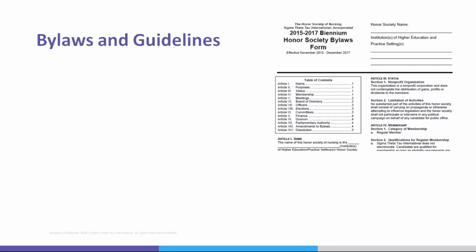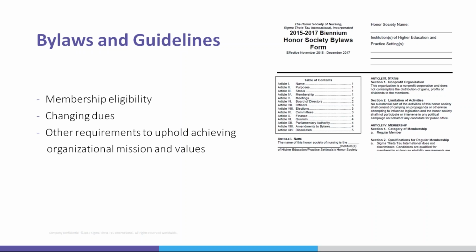Because the bylaws are written in more general terms, there will be areas of the bylaws or official guidelines that will need a policy or procedure written to provide more clarification and detail. This could include how you implement SIGBA's membership eligibility guidelines, how you will change dues when allowed, and other requirements to uphold achieving the organization's mission and values.